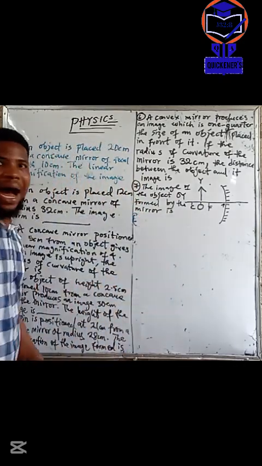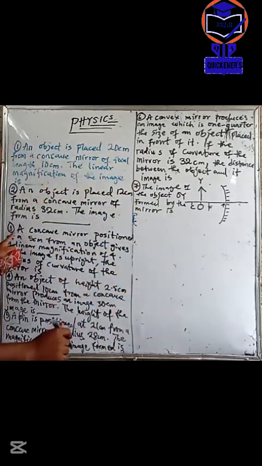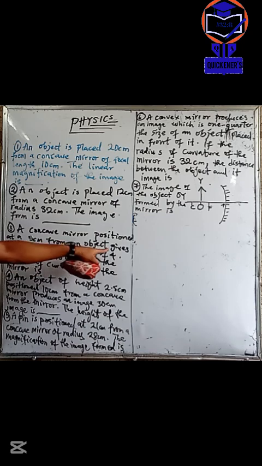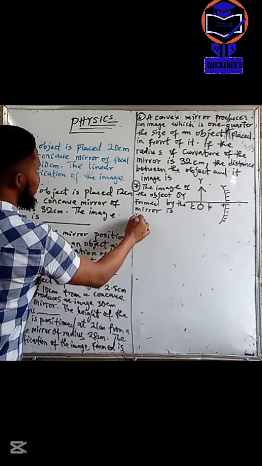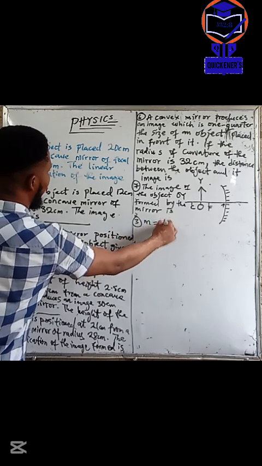Now let's solve number 3. Number 3 says a concave mirror positioned 5 centimeters from an object has a linear magnification of 4. So for number 3, we have magnification as 4.